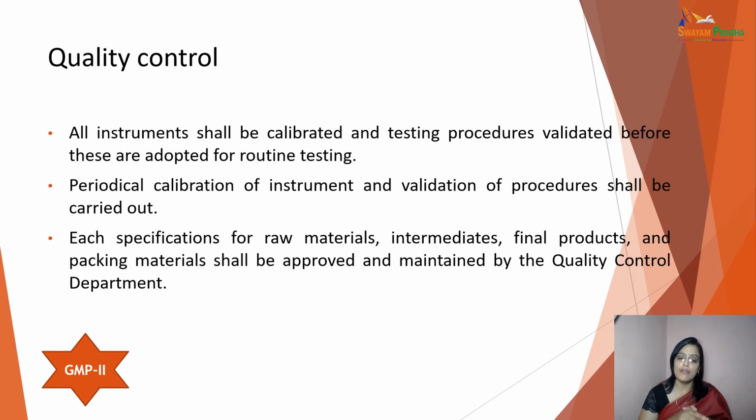Next, all instruments shall be calibrated and testing procedures validated before these are adopted for routine testing. Periodical calibrations of instruments and validation of procedures shall be carried out too. Now each specification for raw material, intermediate, final product and packaging material shall be approved and maintained by the quality control department. Periodic revisions of the specifications shall be carried out whenever the changes are necessary.